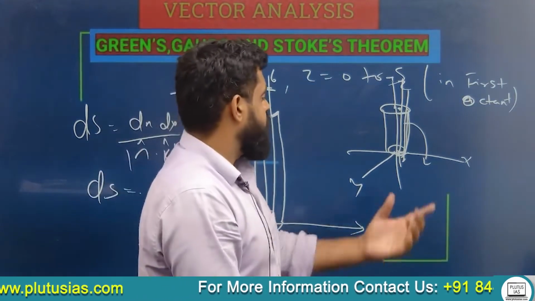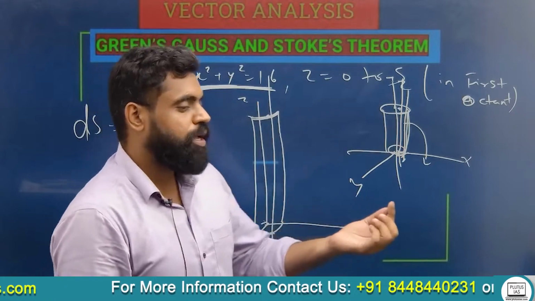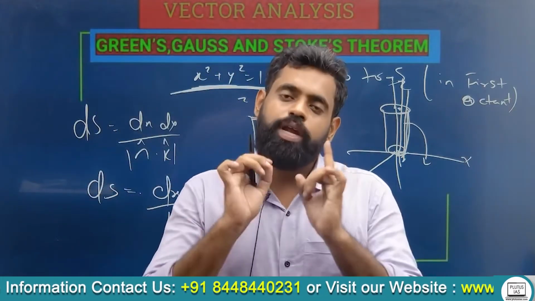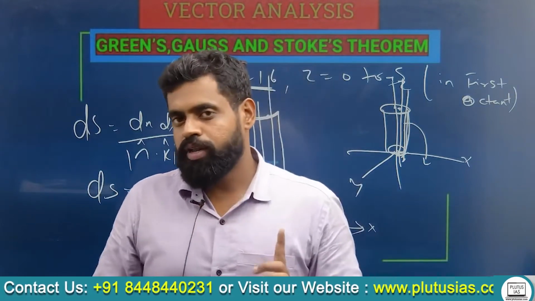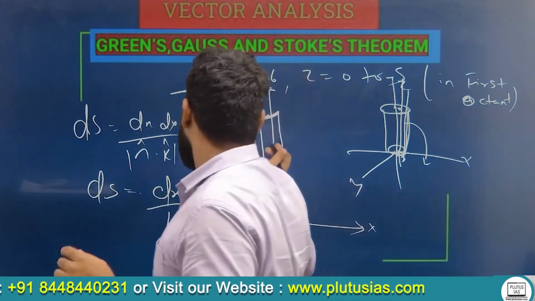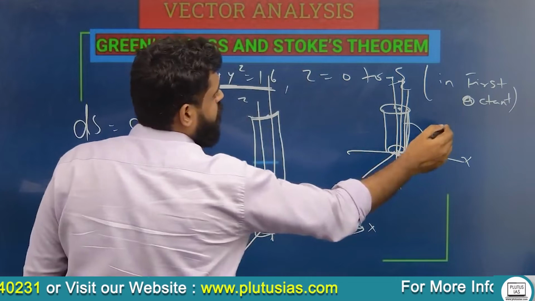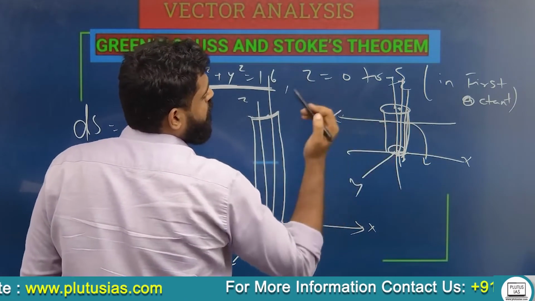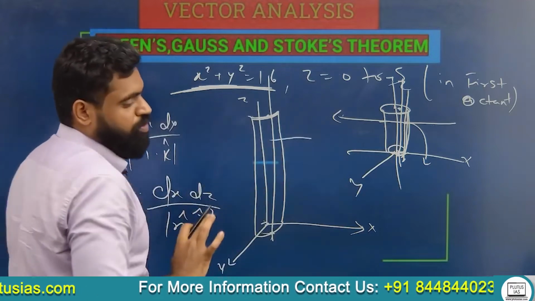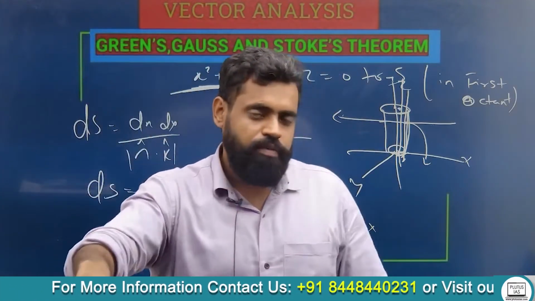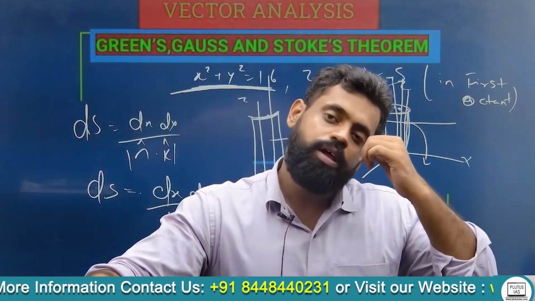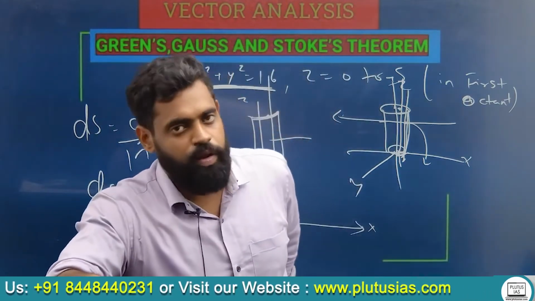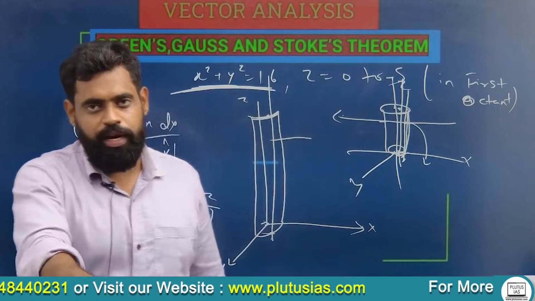The condition is also satisfied that perpendicular lines drawn from that plane cut this cylinder at only one point, since it is given in the first octant only. If it were given as the whole circle, then the projection would not be possible, since it would cut at two points. So it will be given in the question whether it is in the first octant or the whole coordinate planes. I think this is very clear to you.